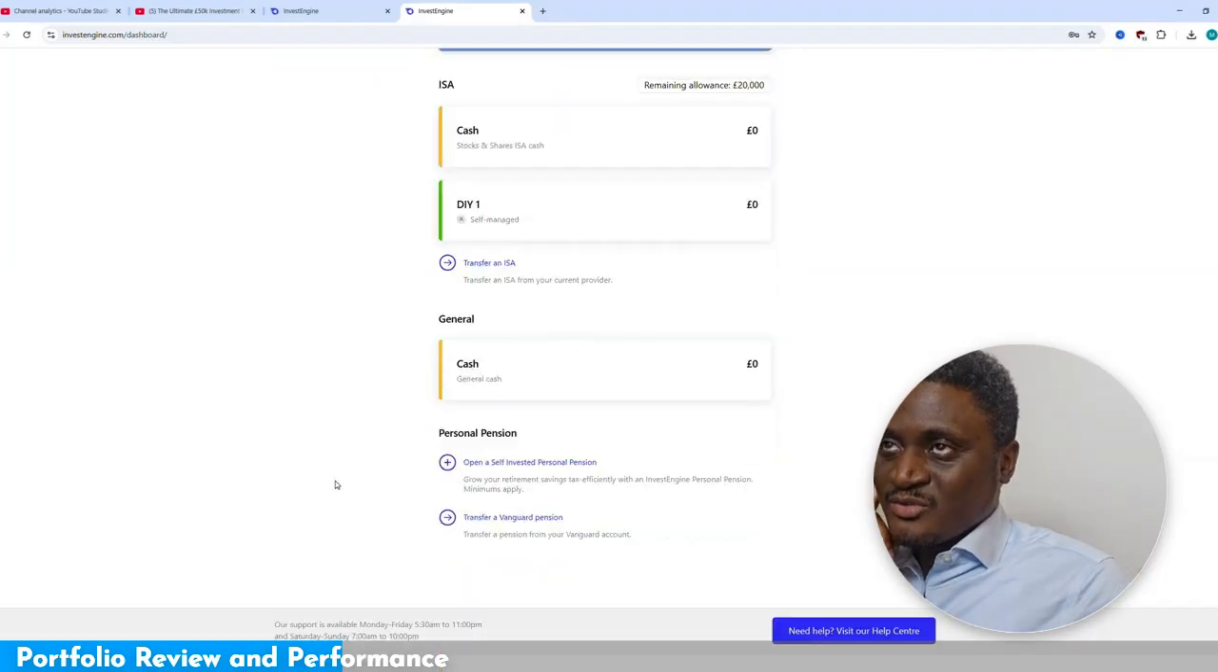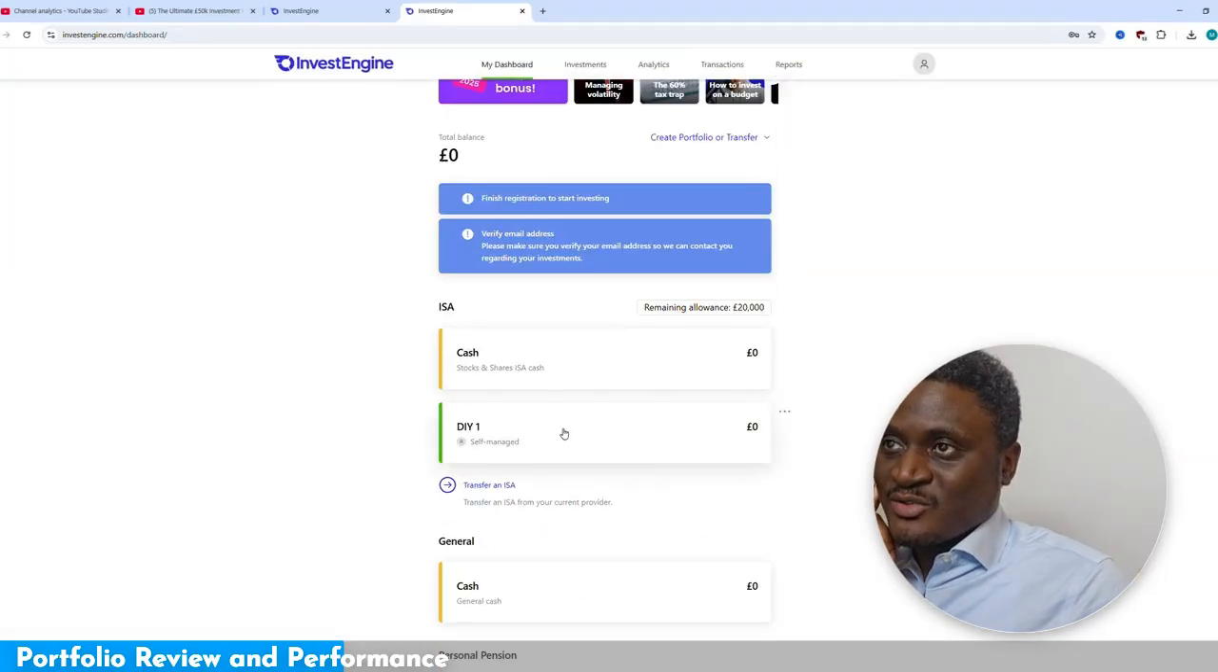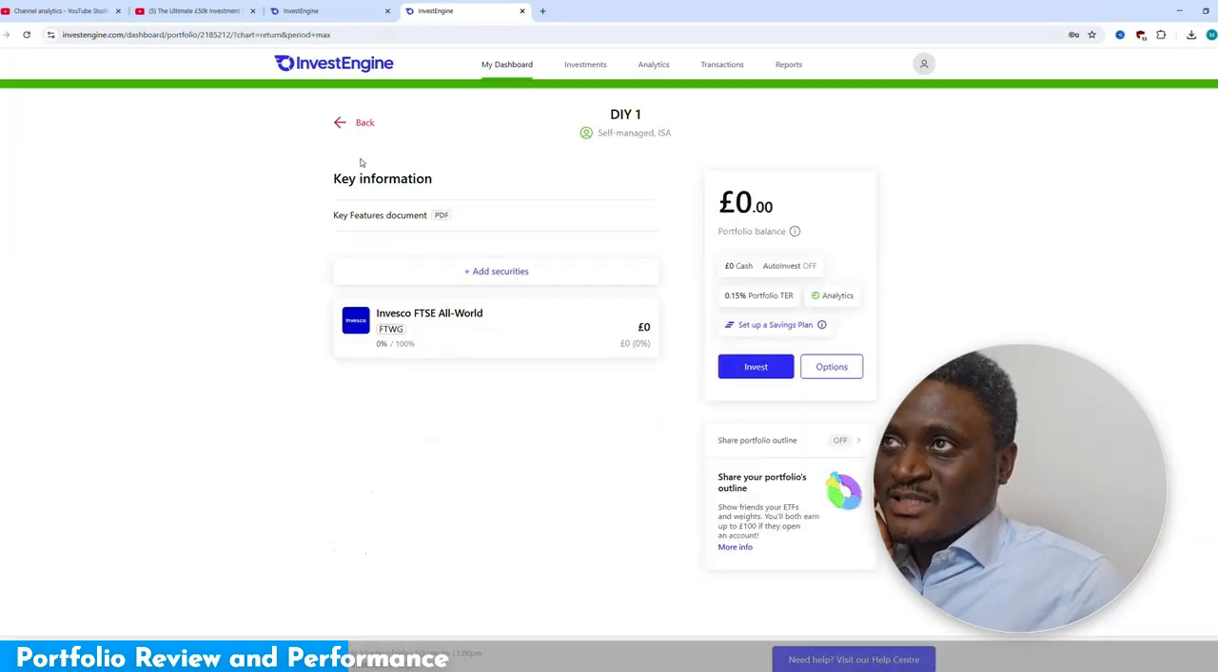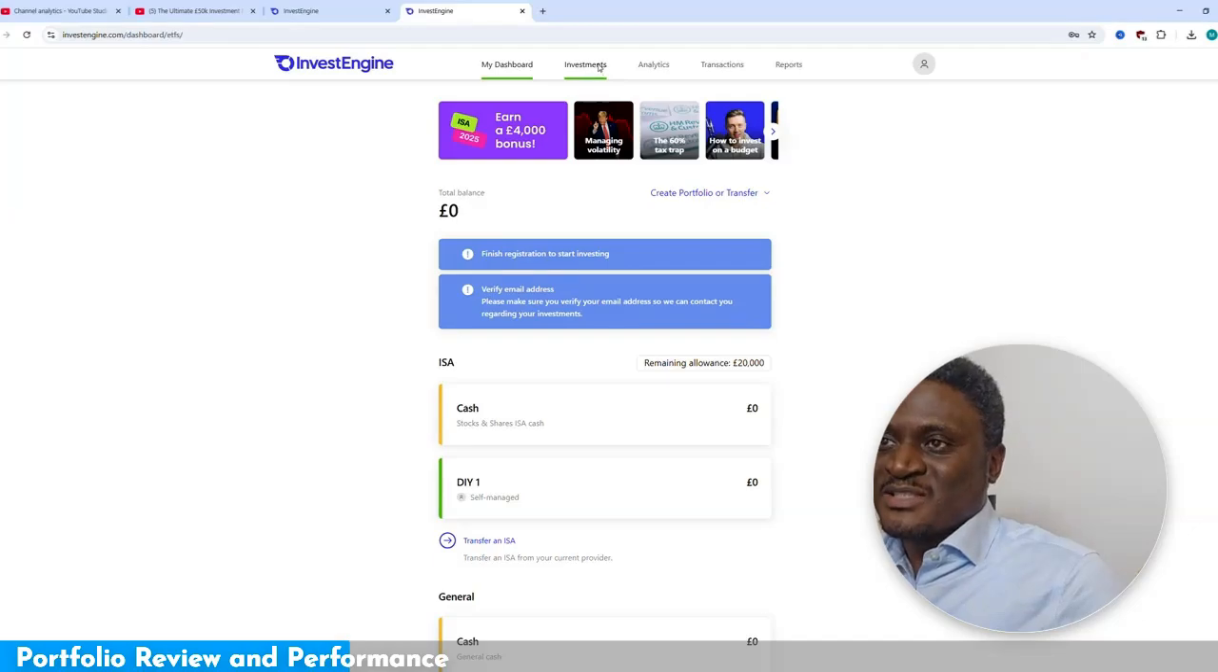So it's pretty simple. You land on your homepage, you see this, you go into your portfolio, you see how well it's doing, if it's going up or down. If you want to check it in detail, you can click in. If not, you come back out. If you want to add more ETFs, you can come to investment. That's where I went the other time.